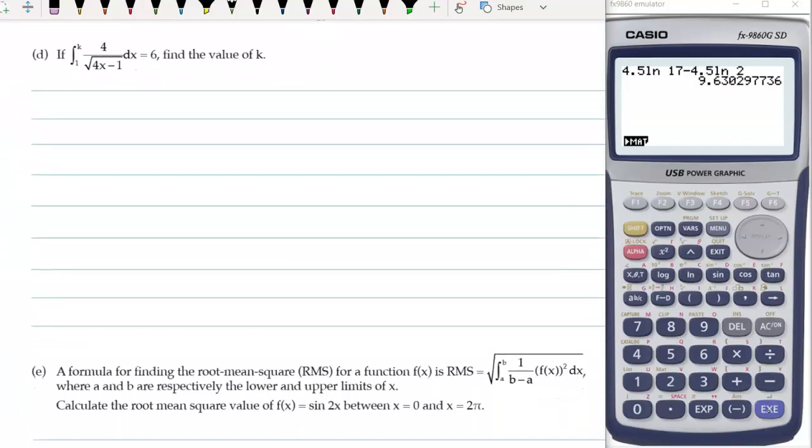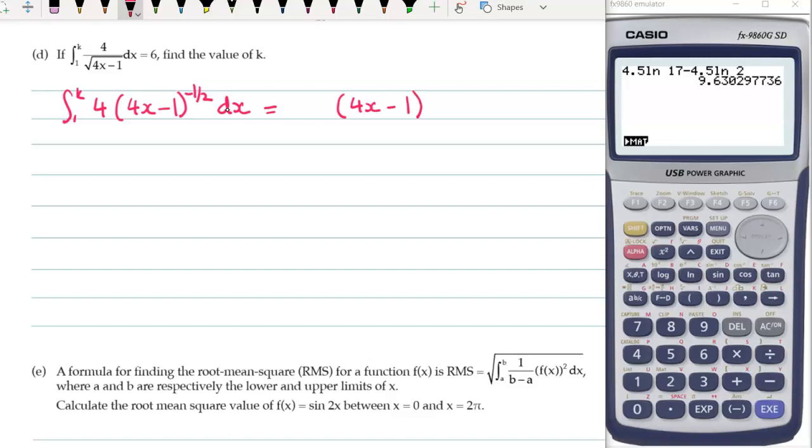Okay, D, we are integrating between 1 and k. Now, this fraction, the derivative of the bottom does not give us something that's a multiple of 4. So we need to think a bit more about this one. We're integrating 4 times (4x minus 1) to the power of minus a half. Okay, now we are doing reverse chain rule. I think this one is a fairly straightforward one, so I'm going to go straight into it.